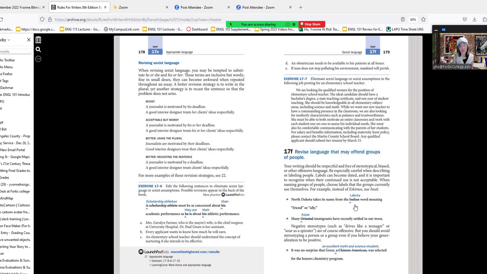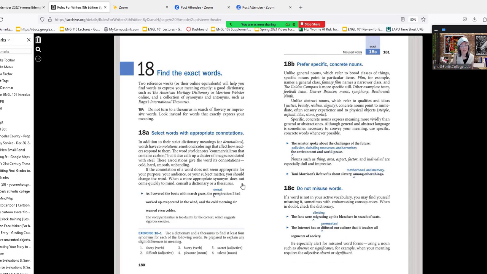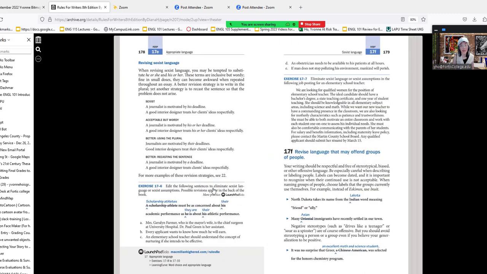Okay, so revise language that may offend groups of people. Instead of saying Indian, you would say Lakota. You're not going to say Oriental, you're going to say Asian. And then, "it was no surprise that Greer, a Chinese American, was selected for the honors chemistry." Instead of saying a Chinese American, you would say an excellent math and science student. That way it's very impartial. And that's about it, I think.